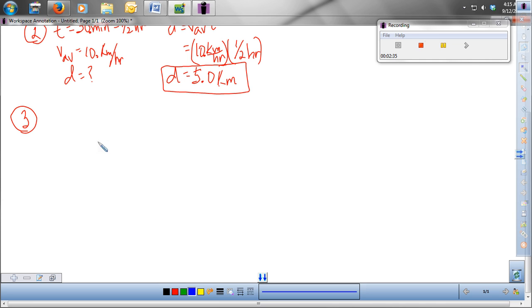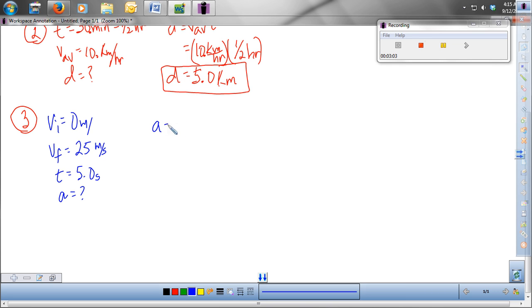All right, the third one. Third one says, what is the acceleration of a ball that starts from rest? So VI is 0. And accelerates, rolls down a ramp, gaining a speed of 25 meters per second. So VF is 25 meters per second, and that's 2 significant digits. And the time that it takes is 5.0 seconds. And they want to know the acceleration.